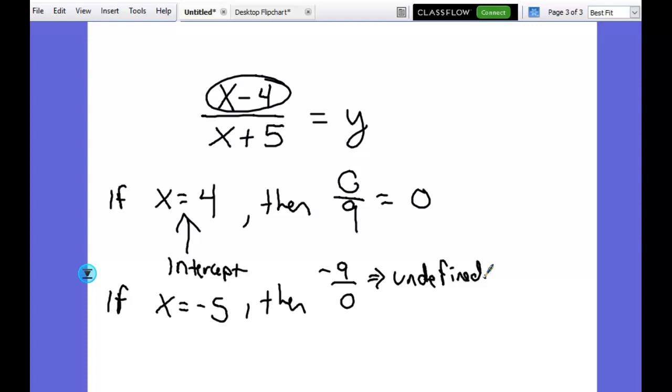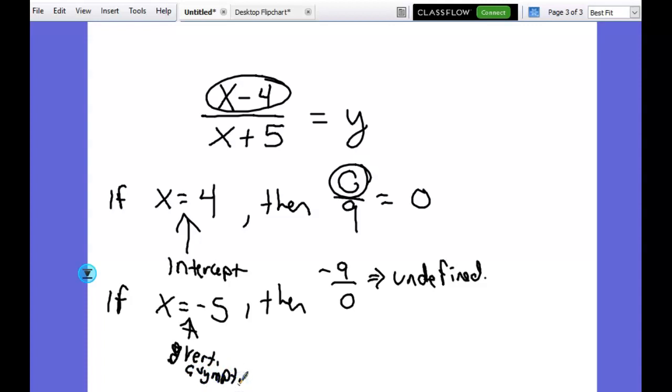Where does a rational function not touch something? At an asymptote. So that's your vertical asymptote. So let's get these two things straight, okay? Whatever makes the top of your fraction equal 0, that gives you an x-intercept. But whatever makes the bottom of your fraction equal 0, that gives you a vertical asymptote.